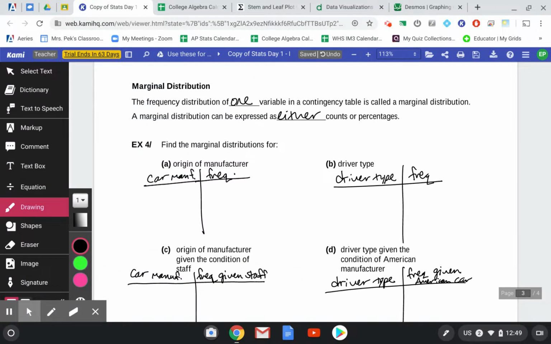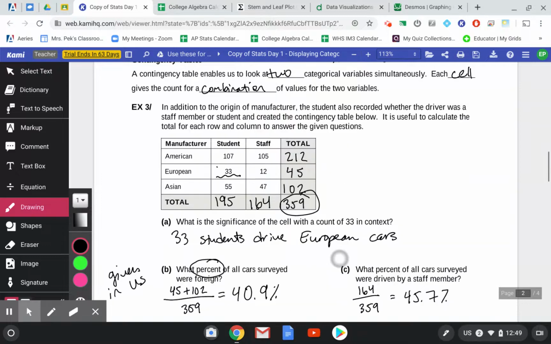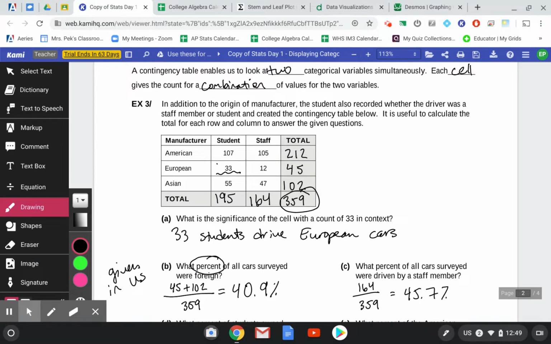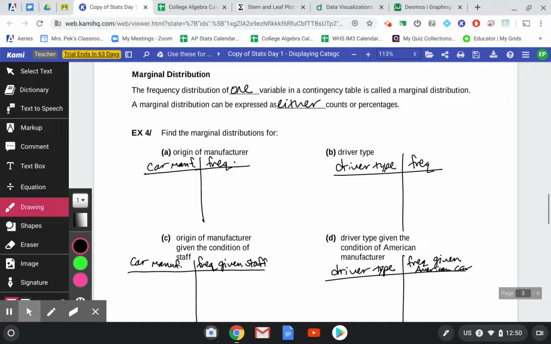All right, so marginal distribution is the frequency of one variable from a contingency table. So it can be expressed as either counts or percentages. I chose to express these as counts or frequency here. So for A, I want the marginal distribution for the origin of car manufacturer. So all I want to do is take this contingency table, which showed me the car manufacturer, but also the type of driver, student or staff. And I want to just simplify the table to only one category. So that's kind of what this is saying to do.